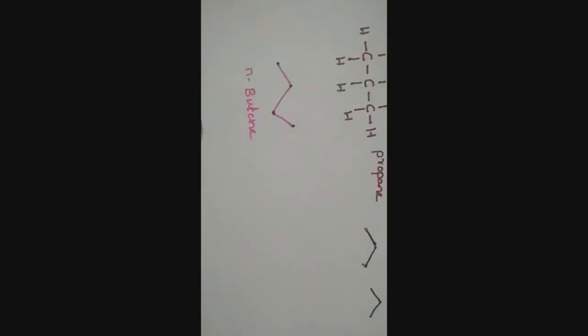When we come to butane, how many carbons are there? There are 4 carbons. You can put 4 dots like this and join them together. This is butane, that is n-butane. It is possible to change the structure in n-butane.